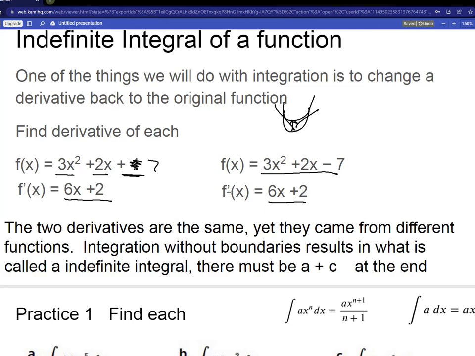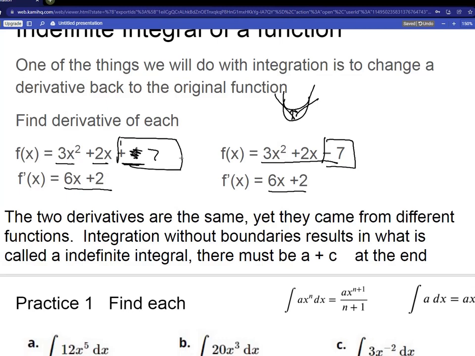So that's why when we do the integration and we don't have any limits, we always have to put a plus c at the end, because there's no way for us to know if there was another constant or not. Does that make sense? Yeah.